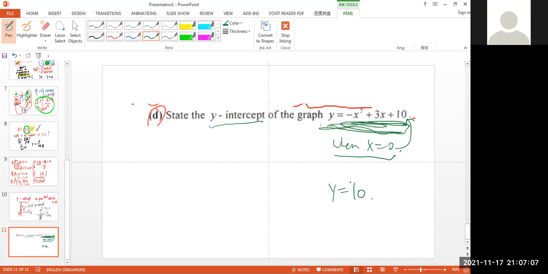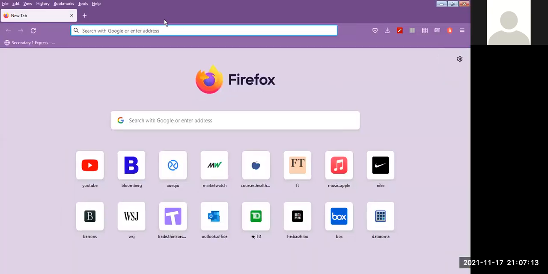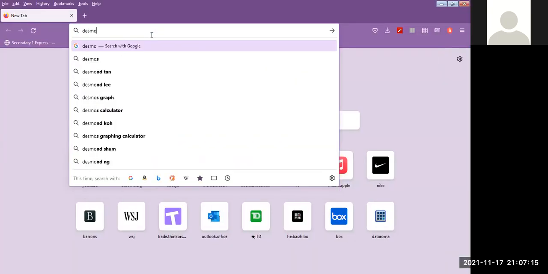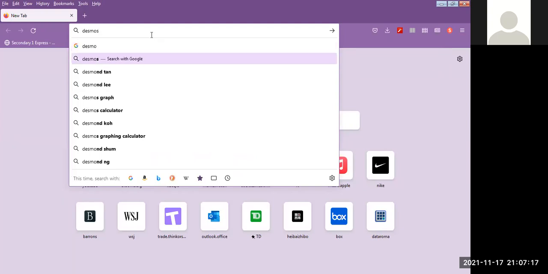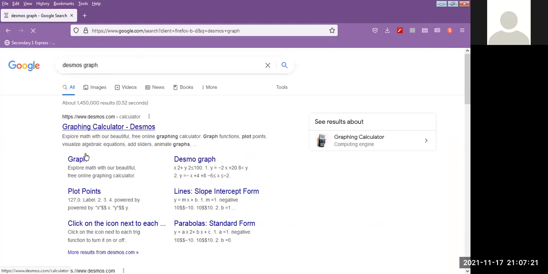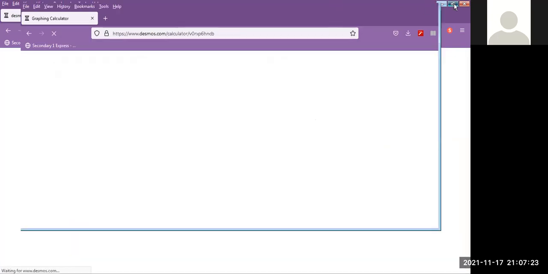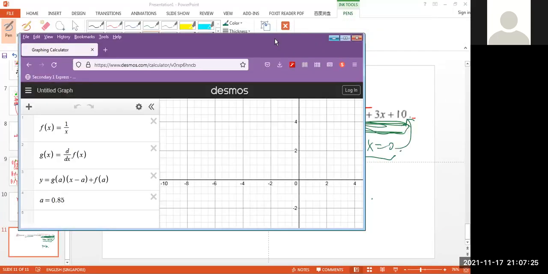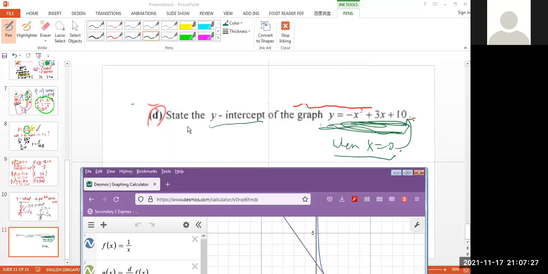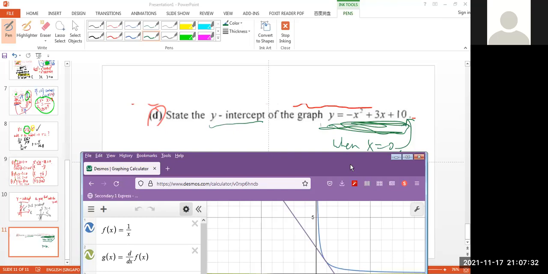Okay, so in fact, you can actually use a website. You can sketch this out. The website is called Desmos. It's a very good website for you to graph anything. Do you know about this website? So I'm going to demonstrate to you that the y-intercept for this case is 10. So I'm going to key in this.